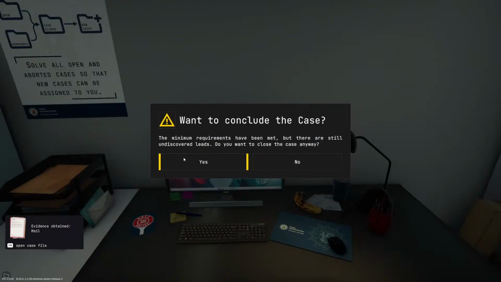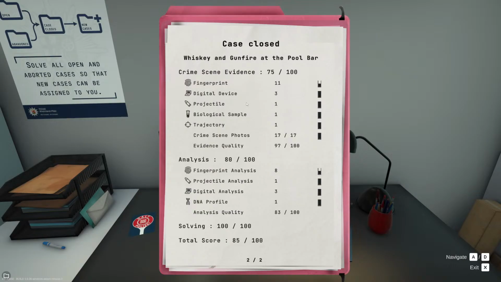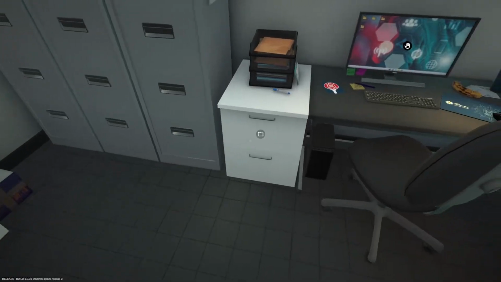Got him. Alright. So we hit the minimum, right? We solved the case, but there was still evidence. Let's see. Overall, we got an 85 out of 100. Where did we go wrong? Analysis quality, evidence quality. Whatever. Good enough. We got the bad guy, right?